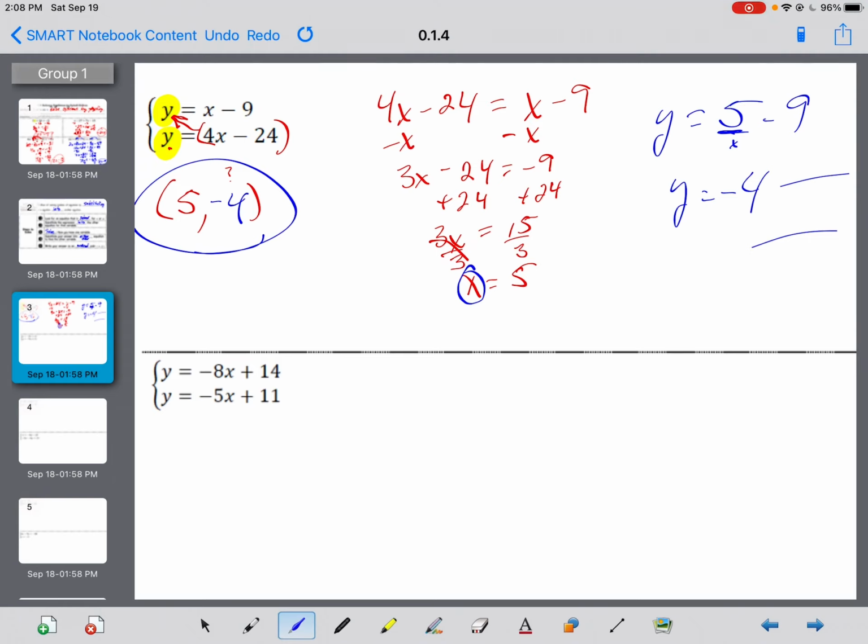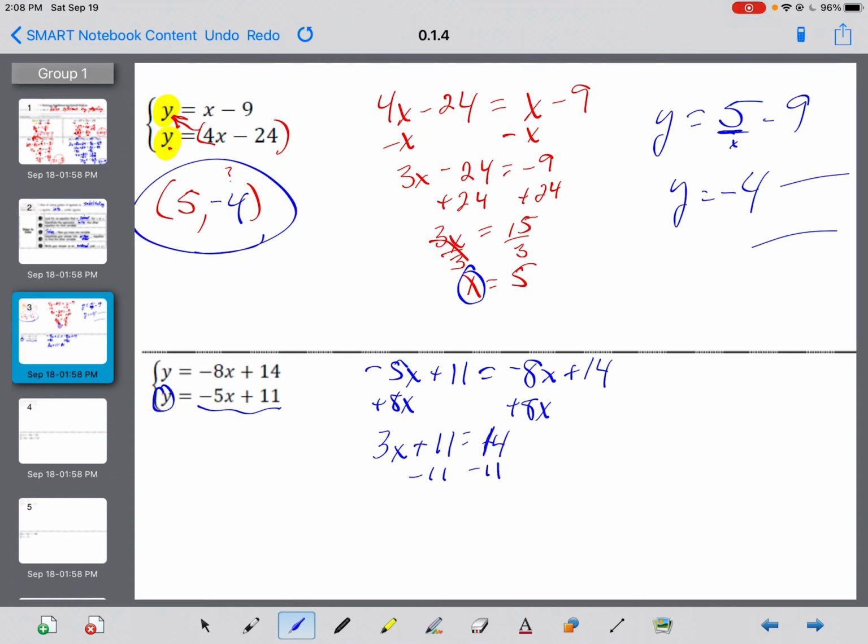Okay, so here I know y is equal to this piece right there, so I can say negative 5x plus 11 is equal to negative 8x plus 14. I'm going to add 8x. That'll make the x positive. Gives me 3x plus 11 equals 14. I'm just going to put 14 because it's positive, minus 11. 3x equals 3. There we go. Divide by 3. x equals 1. So I know 1 comma something.